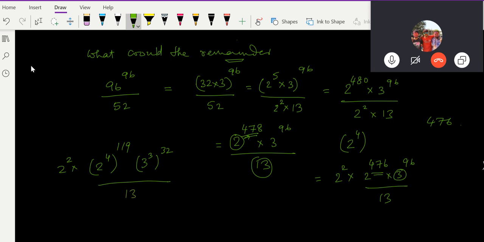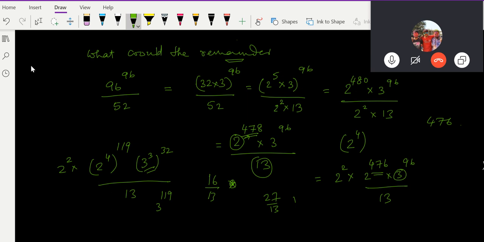Now, this is 16 by 13, which gives remainder 3, right? So 3 to the power 119. And 27 by 13, what is the remainder? It's 1. Remainder is 1, so that becomes as good as gone. 1 to the power anything is 1. So we don't have to bother about this anymore. Clear?